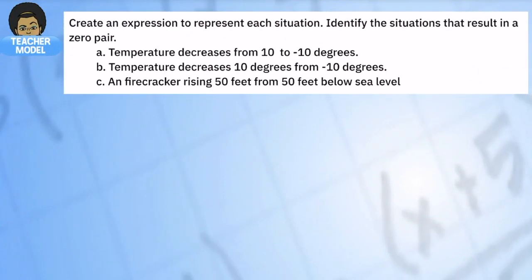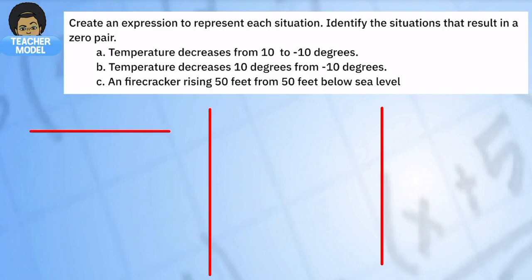Let's jump into our model. We have 3 situations here, and we're going to try and represent each situation and identify if they create a 0 pair. So let me just make a space for all 3 so we actually have them. And for each one, I'm going to use a number line to help me with the representation.